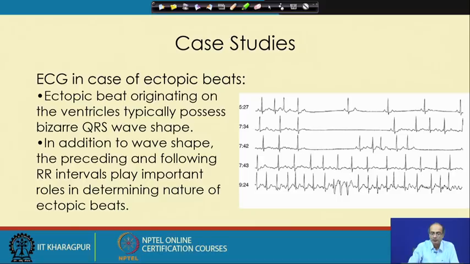In this case the ectopic beats are originated in different parts. The ectopic beats originating in the ventricles actually modify the QRS complex also, and as the QRS complex is affected, the RR interval also gets affected by that.